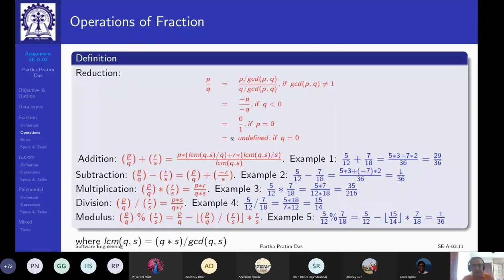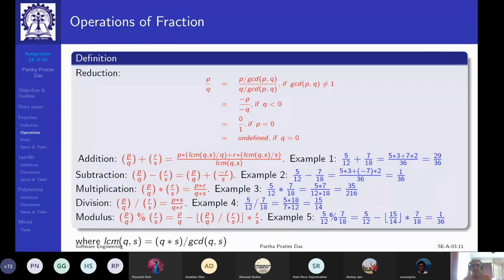Now, what are the operations? Naturally, one operation that immediately crops up is that of reduction. So if I am given two numbers P and Q, then I can reduce it to my reduced fraction form by dividing by the GCD. If Q is negative, then I can flip the sign of numerator and denominator both. If P is 0, I force that Q is 1.